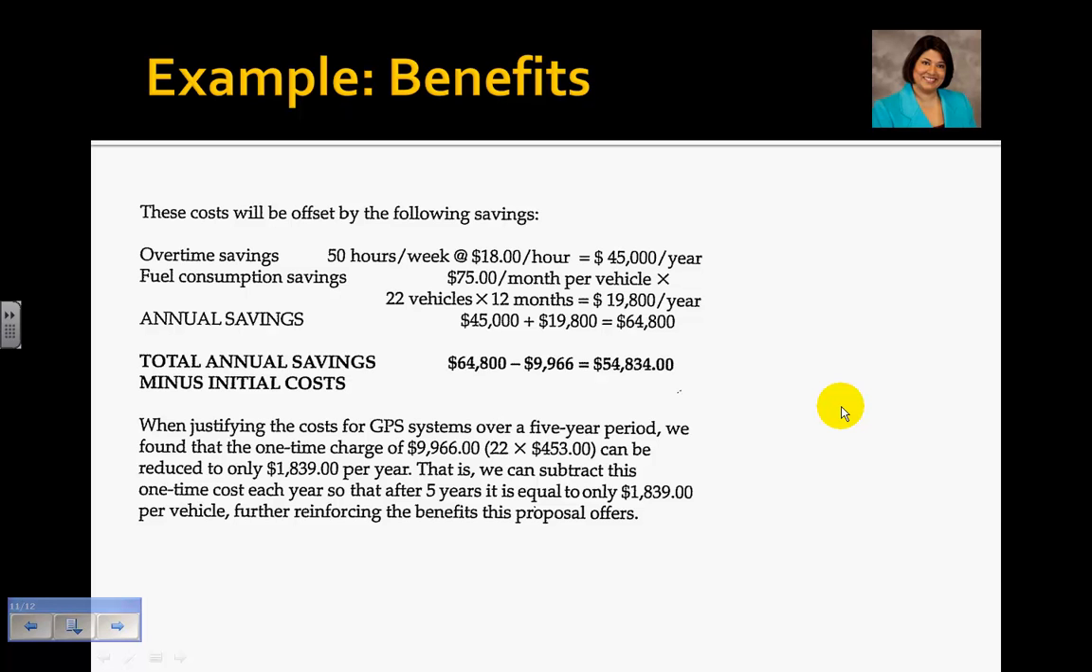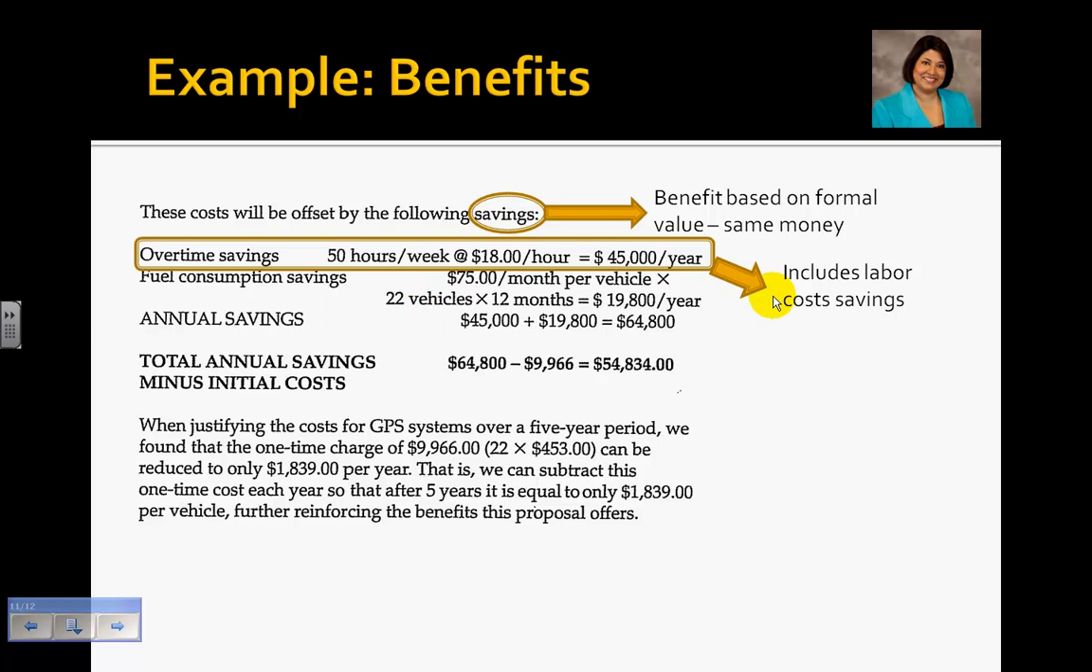So let's look at this example now on benefits. So first of all, it's stated that costs will be offset by benefits, in this case, in terms of savings. This benefit is a formal value. You save money. So overtime savings, in this case, they have included labor cost savings, even though they did not include that in the cost section. Annual savings, so now they're giving you their unit of measurement here. And this is extremely important. This is where costs and benefits are literally side by side. You will notice that the benefits outweigh the costs.